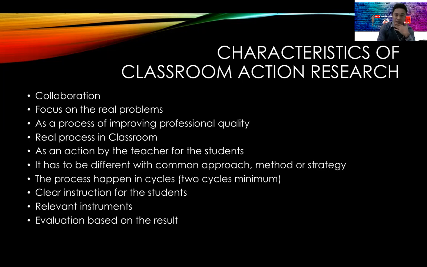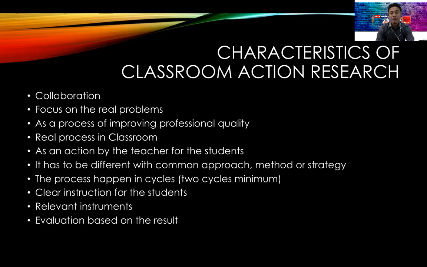The first characteristic of classroom action research, we put collaboration. Why do we have collaboration? We put it first here because collaboration is based on the origin of classroom action research that was introduced by Kurt Lewin in 1946, and also supported by John Dewey. And the origin of research based in the United States of America came with a collaboration aspect of research. So that's why this will be the first. The first is collaboration, and we'll discuss it more deeply after this.